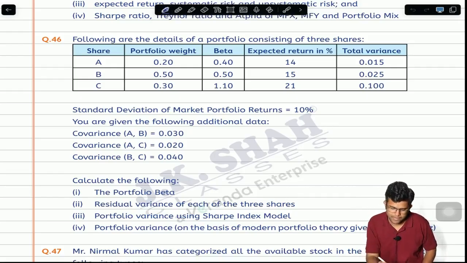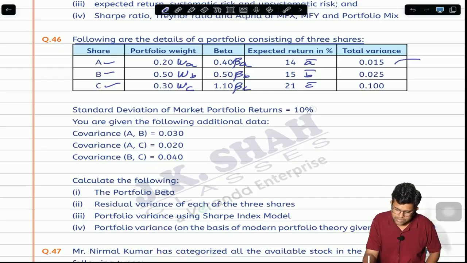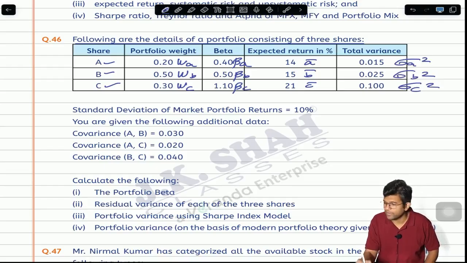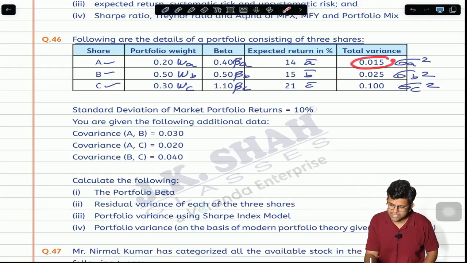I'll explain. So the following are the details of a portfolio consisting of 3 shares, A, B, C. This is the weight of A, weight of B, weight of C. Beta A, beta B, beta C. A bar, B bar, C bar. Sigma A square, sigma B square, sigma C square. Everybody following, no? Now I want you to know that yes, this is actually 1.5%.